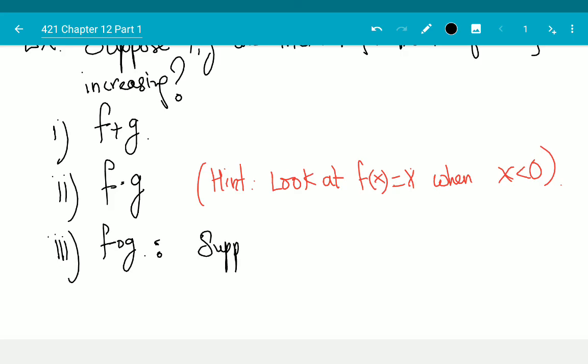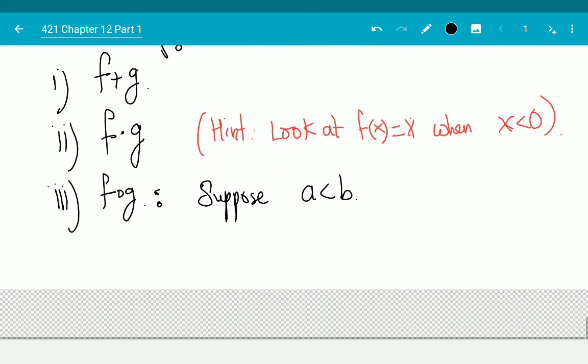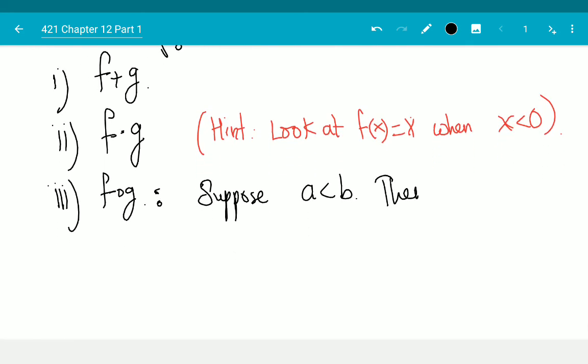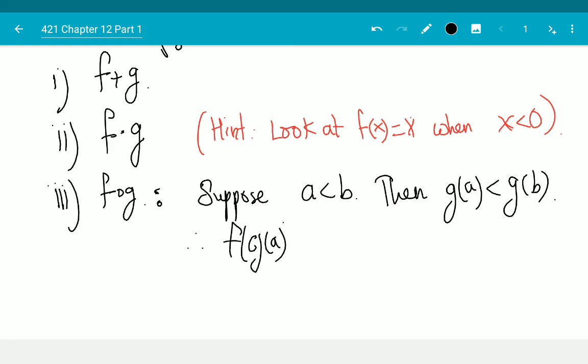Suppose a is smaller than b, right? Then because g is increasing, g of a is smaller than g of b. Therefore, f of g of a is smaller than f of g of b, right? And therefore, that is increasing.